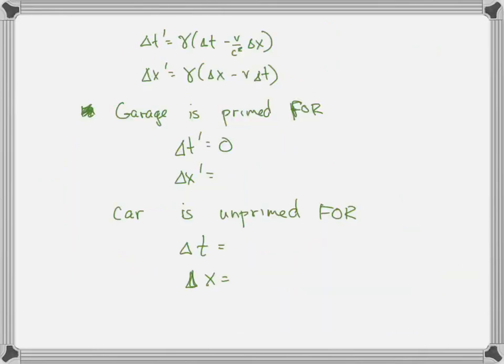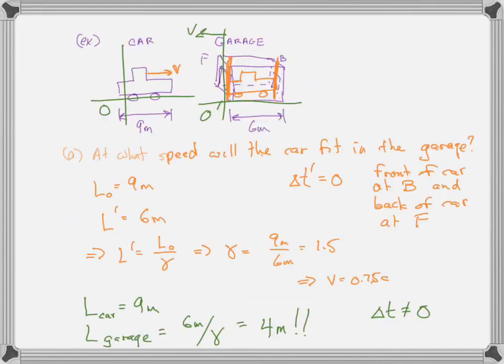So if we're in the garage's frame of reference, which was that original frame of reference, which we called the prime frame, because when we switched it to make the garage move, we called it prime. So the garage frame of reference is the prime frame. And in the garage's frame of reference, the two events, front of car meets back of garage, back of car meets front of garage, the car fits. So delta t prime equals 0. What is delta x prime? What is the distance between those two events in the garage's frame?